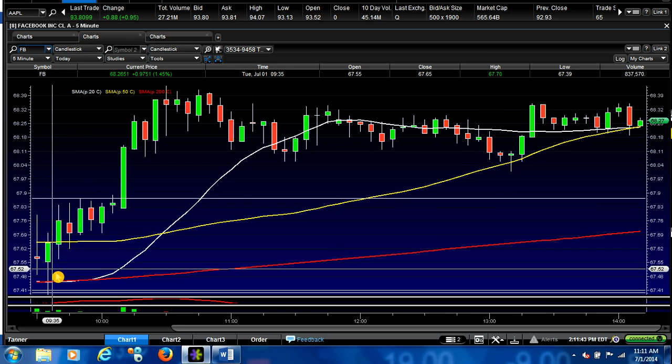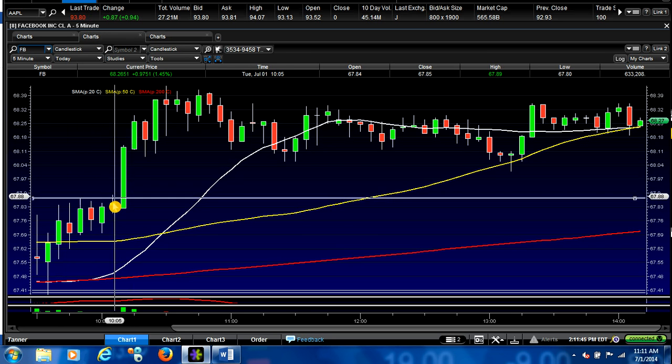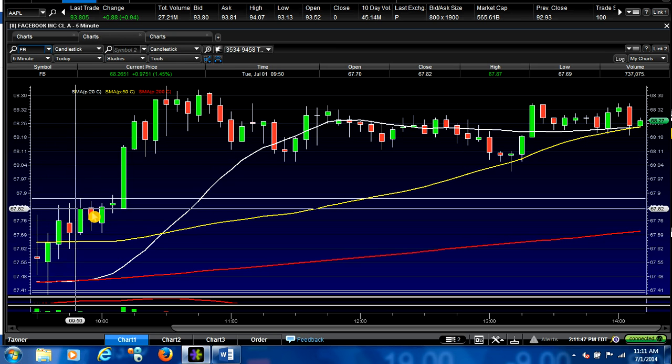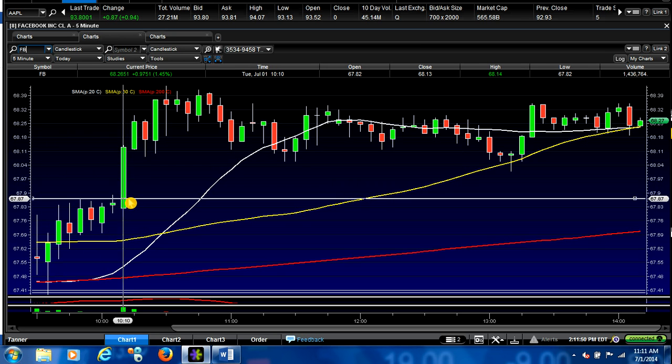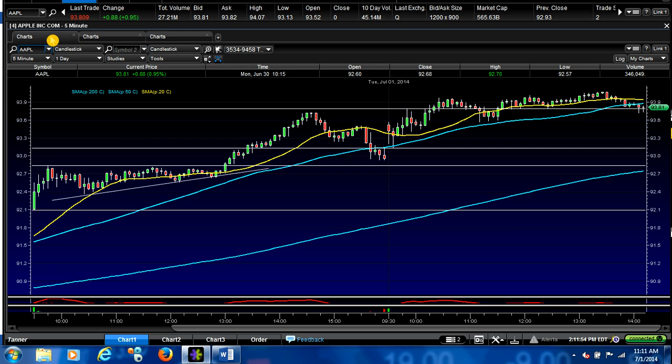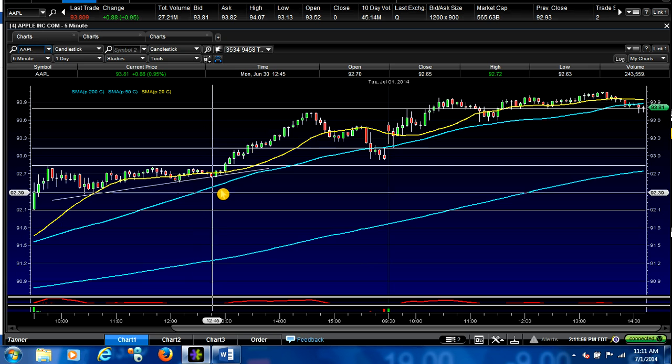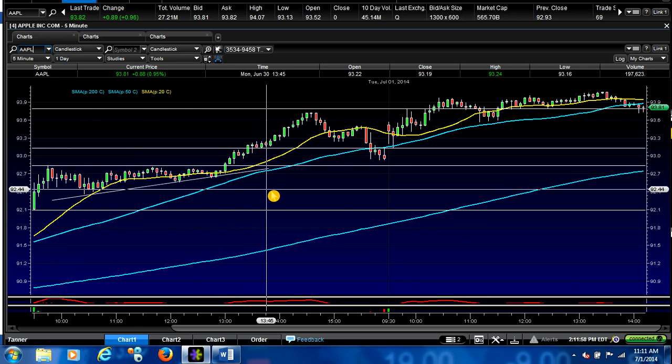We can go back and look at Facebook. This is another Facebook one. This is more common for Facebook, where it'll have those quick moves up or quick moves down. And so it was a very, very quick play. But the stock I played most with this strategy is Apple. So this is the idea to remember right here.